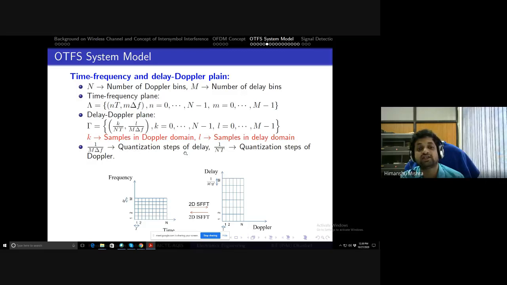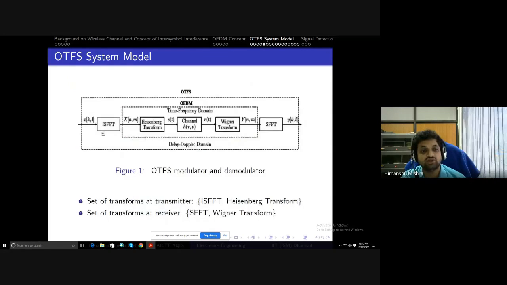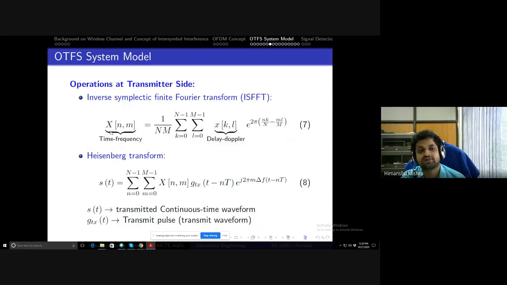This I told you is a quantization step, M delta f. So next, what are the operations? The first operation is the ISFFT, and all the mathematical equations are here. This is the delay Doppler domain, and in the time frequency domain you get the ISFFT operation by using this.